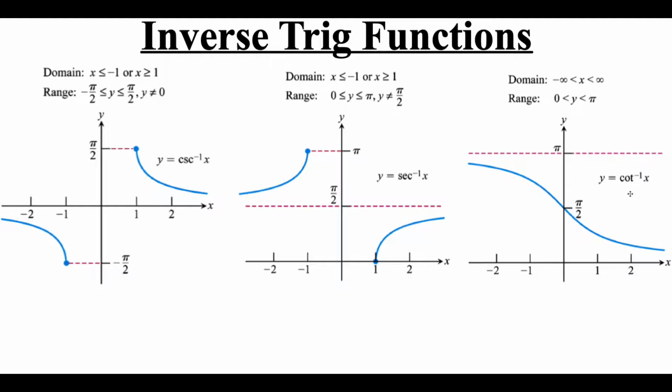And lastly, our inverse cotangent. Again, these lines extend to the left forever and ever, so the domain is between negative infinity and positive infinity with a range between 0 and pi. So again, this is just a visualization of that information that we just looked at from that table.